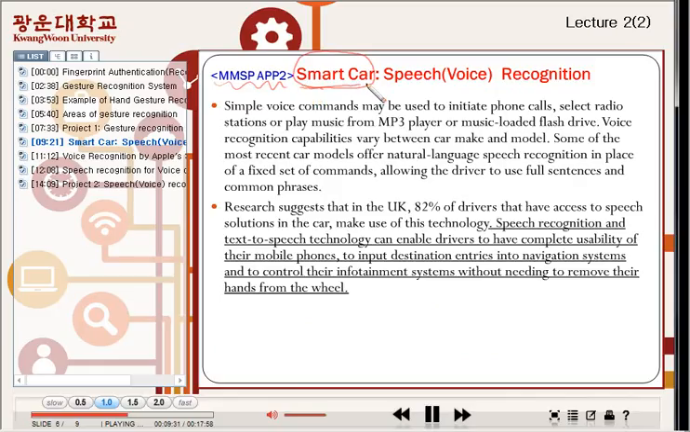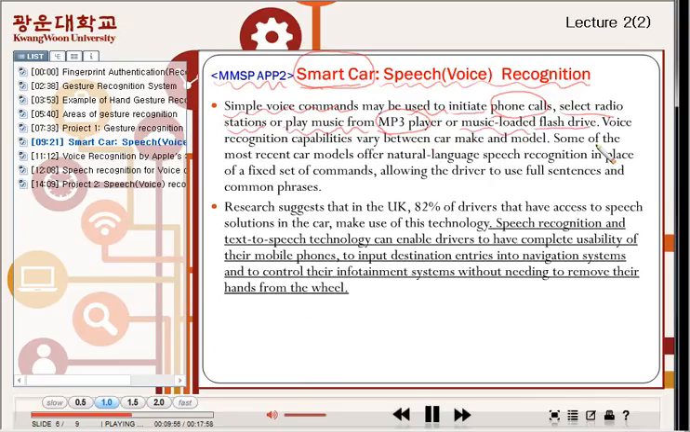A smart car also uses speech or voice recognition. Simple voice commands may be used to initiate phone calls, select radio stations, FM or AM, or play music from an MP3 player or music-loaded flash drive.